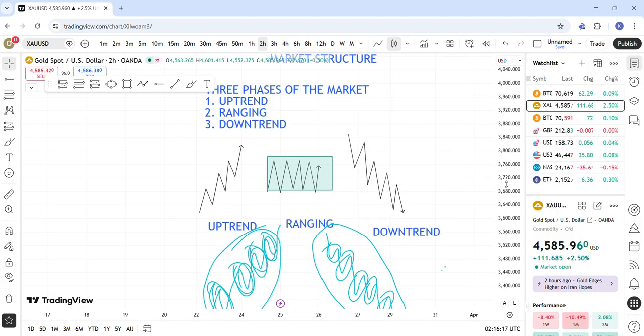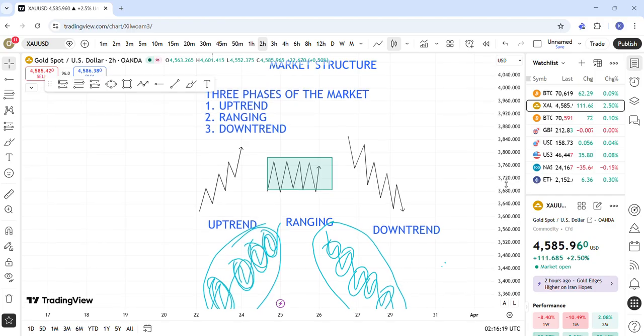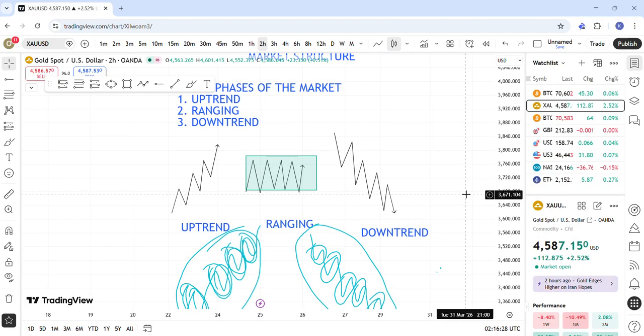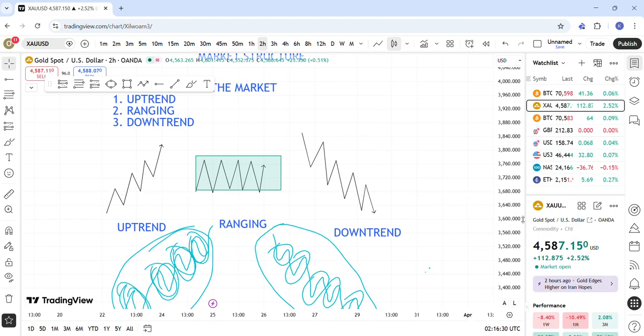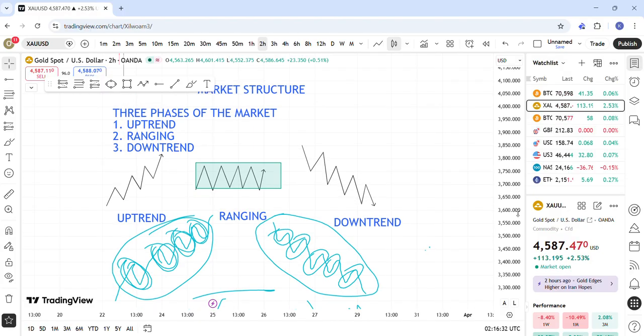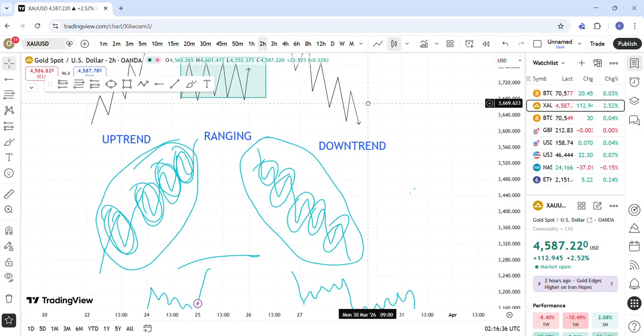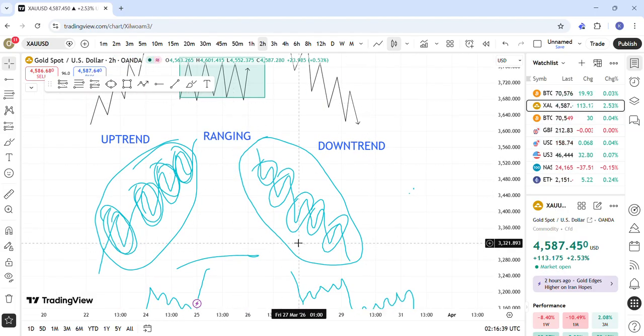So yesterday we treated part one of the market structure, where we talked about the uptrend, ranging and the downtrend market. And we talked about knowing the major structure and the minor structure, knowing where you are in the market and knowing how you can take advantage of these moves.